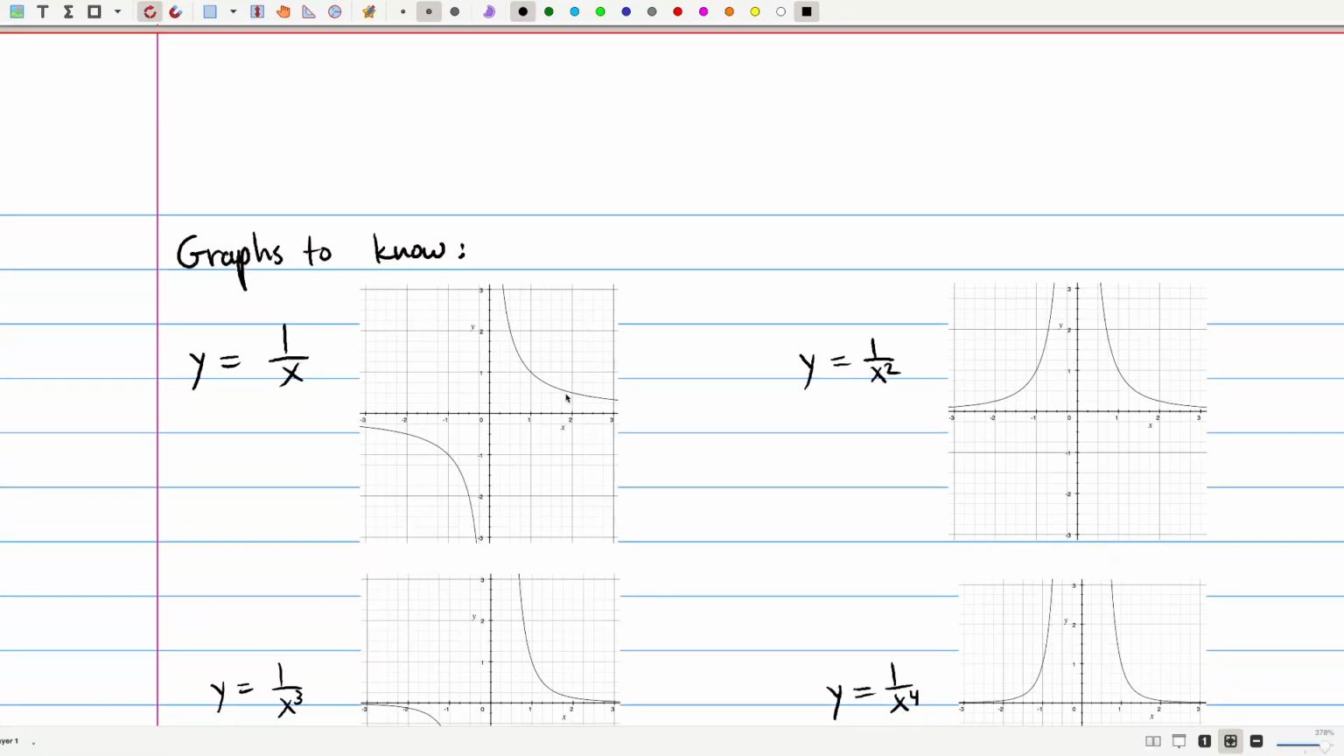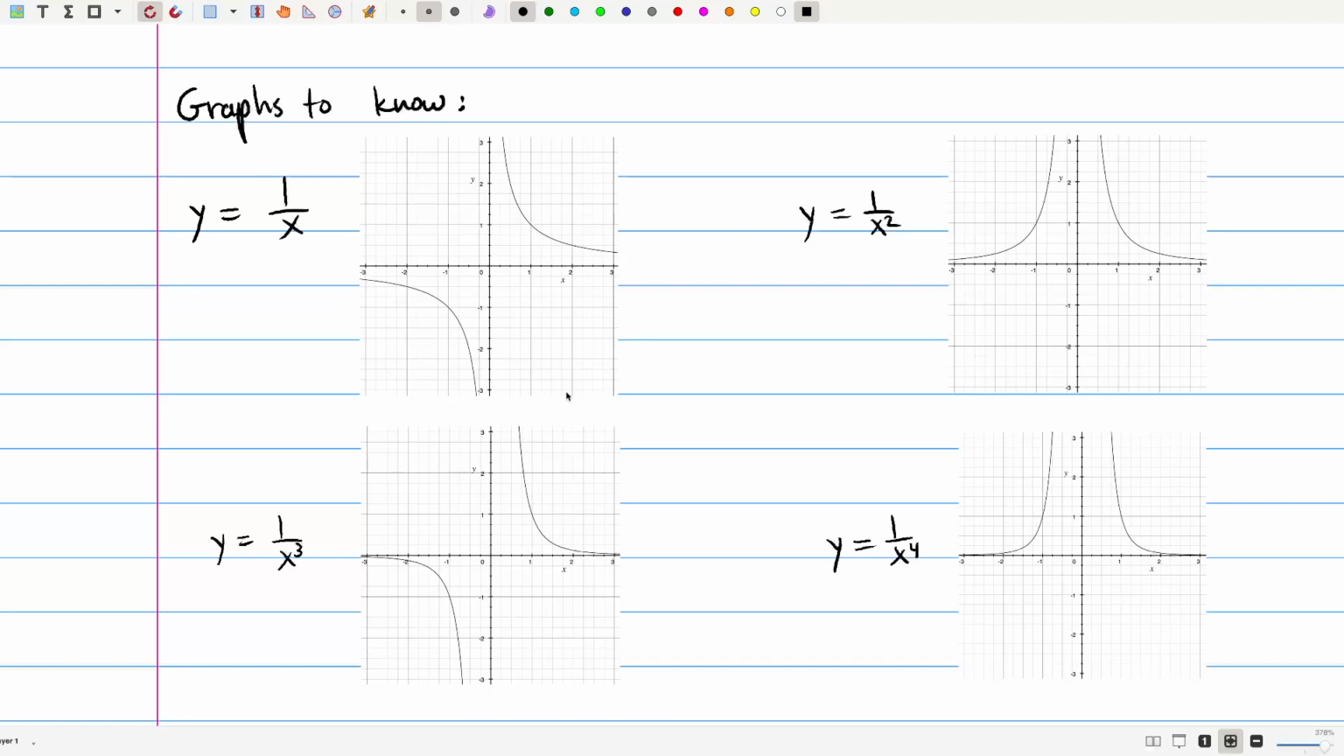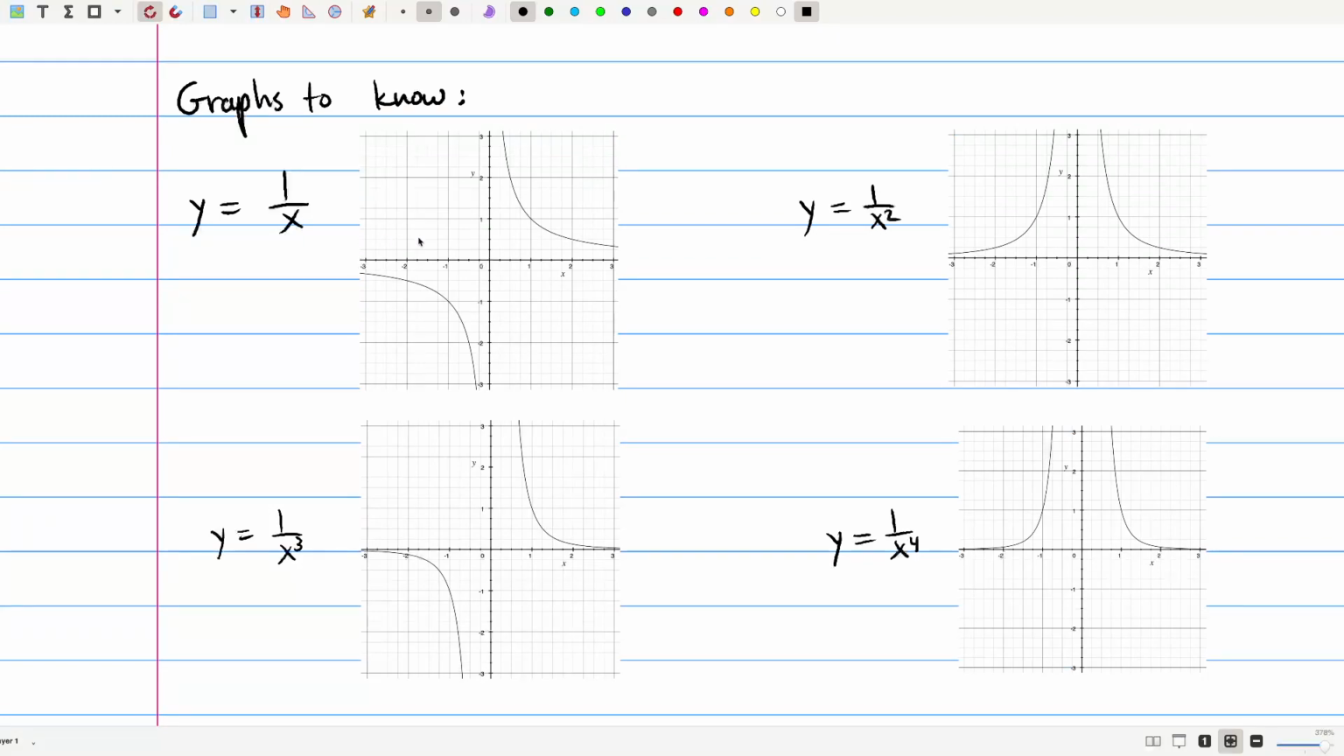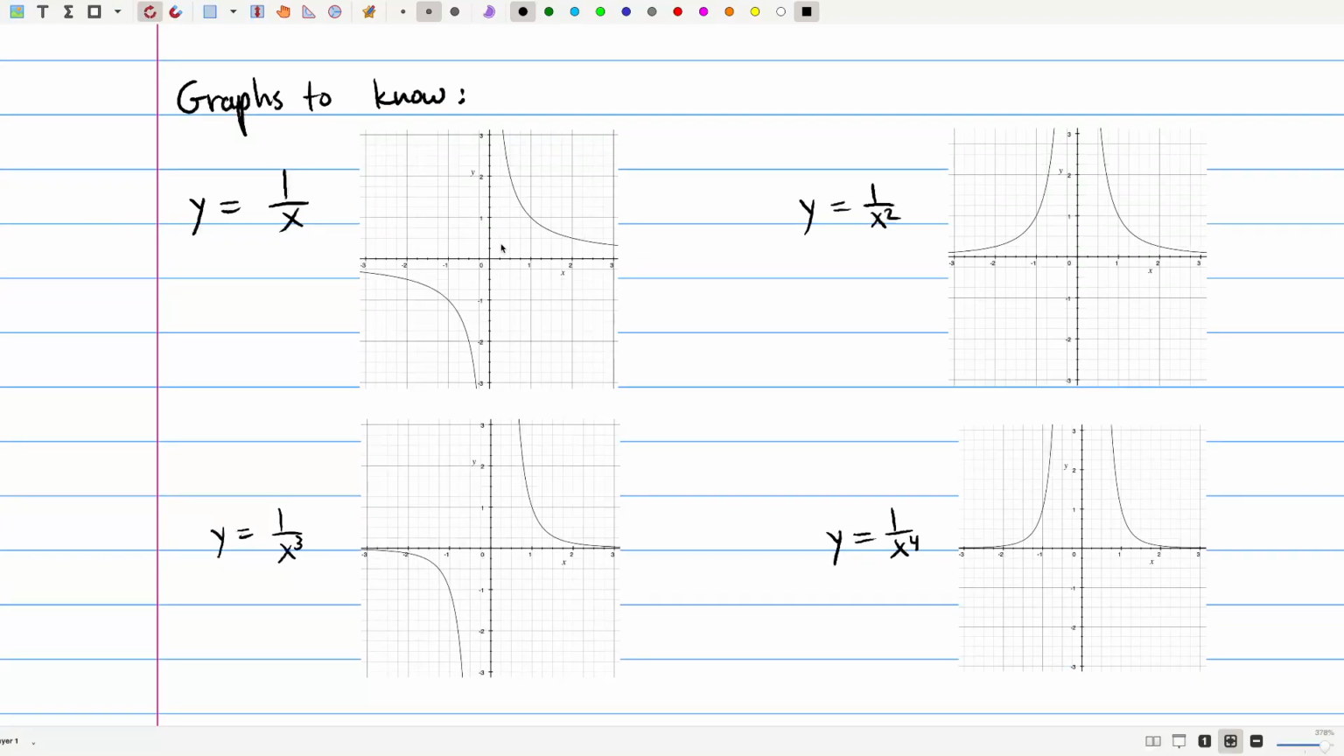Okay, so some background knowledge is that there are some graphs that we should all know. So let's start with y equals 1 over x. So 1 over x has a vertical asymptote at 0. That's where the function is not defined. When x is positive and small, say 0.001, then 1 over 0.001 would be 1000, which is big and positive. But if x is negative 0.001, it's going to be negative 1000, big and negative.